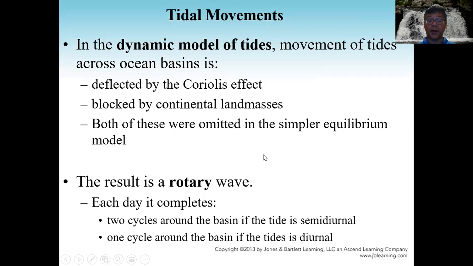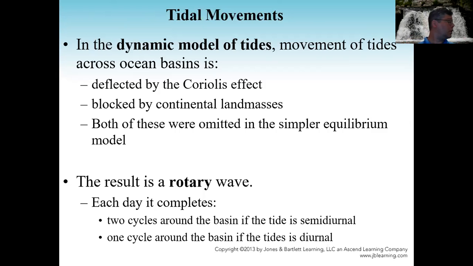As I said, that equilibrium model is rather simple. The dynamic model of tides has some additional complexities. We're taking into account the Coriolis effect. We weren't considering that with the equilibrium model. Again, in the equilibrium model, we have the Earth turning under those two bulges of water.